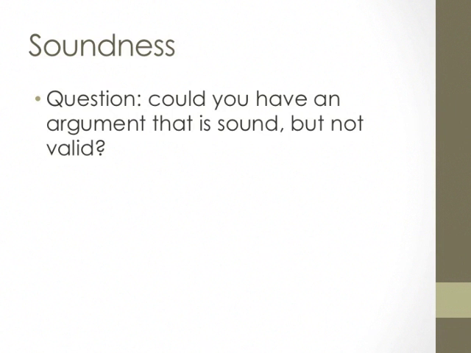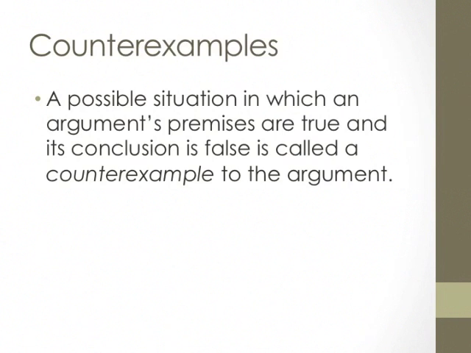Okay, I'm going to ask the question again, in case you've forgotten. Could you have an argument that is sound, but not valid? No, it's impossible. Because an argument is sound if and only if it is valid and it has true premises. So in order for an argument to be sound, it has to be valid first. And of course, on the other hand, it is possible for an argument to be valid but not sound.